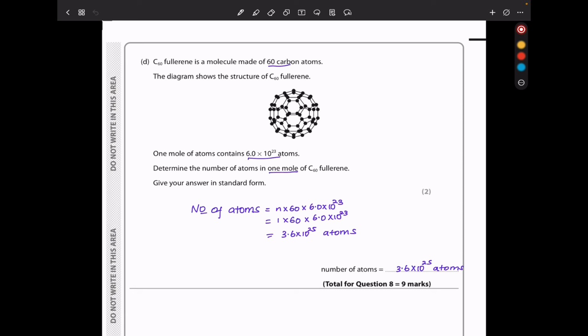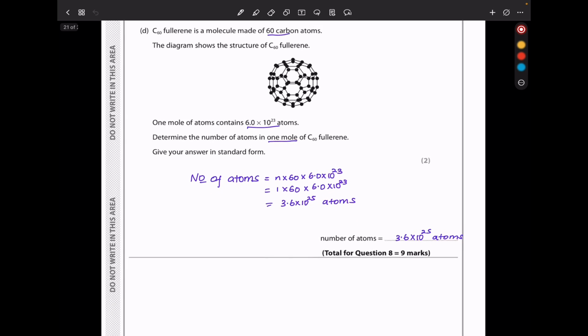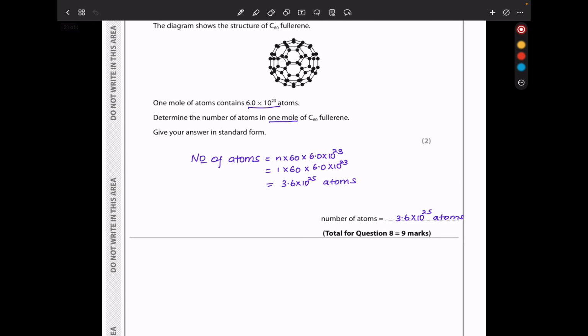To find the number of atoms, it's going to be the number of moles times the 60 times this number here they've given us. So since it's 1 mole, this is going to be 1 times the 60 atoms times the 6.0 times 10 power 23, and this gave me 3.6 times 10 power 25 atoms, so that should be my answer. So this brings us to the end of question 8. Let's continue to question 9.